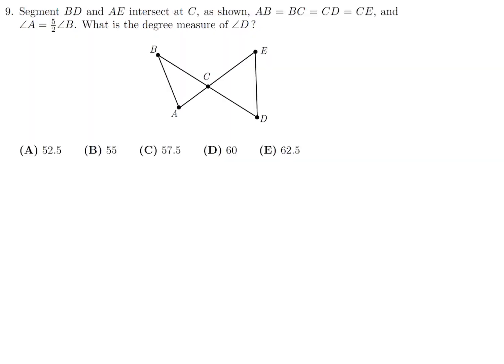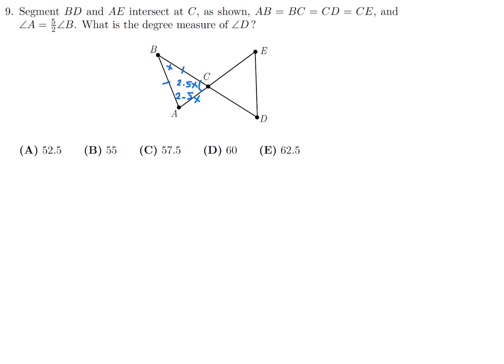Segments BD and AE intersect at C as shown. AB equals BC equals CD equals CE, and angle A is equal to 5 over 2 angle B. What is the degree measure of angle D? Let's start labeling here. Let's call the degree measure of angle B x, and therefore A is going to be 2.5x based on the information they gave me in the question stem right there. And since AB is equal to BC, that means this angle in here is also 2.5x, right? Because that is an isosceles triangle.